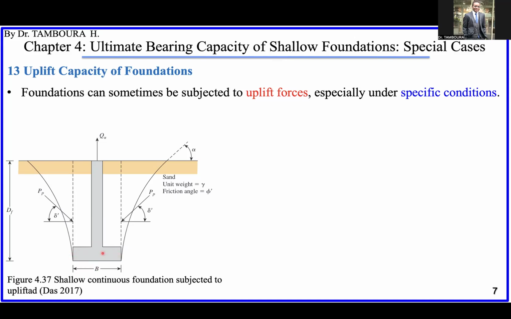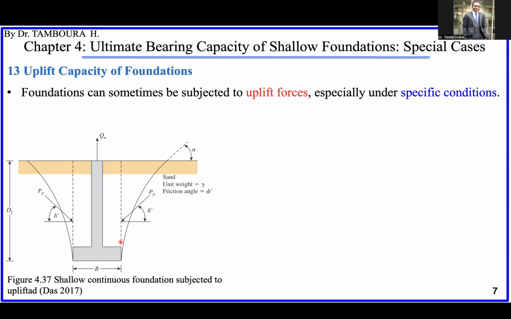Okay, you can see the foundation like this, and the force acting on the foundation in this case is not downward, it's upward. The ultimate capacity QU we are looking for here is this one. So how will the failure happen in the soil? As you can see this time, the failure surfaces are like this, these lines.